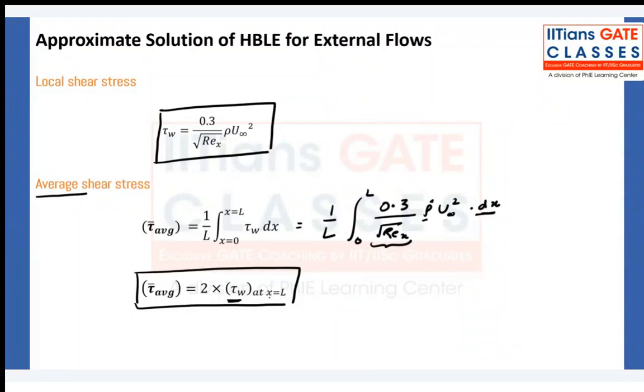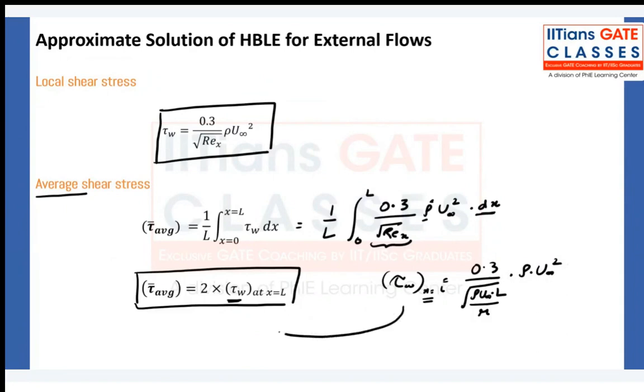Now how do we calculate that? At x equals L. Now look, 0.3 is there. Under root Reynolds number, rho u x should come, but because we are talking about x equals L, so L, mu and rho u infinity square. If we calculate this and put it here and multiply it by 2, we'll get tau average. I know it is becoming a mess in your mind, but there are so many formulas, I cannot do anything. I have summarized it at the end, but I really can't do anything about it. Okay, fine.